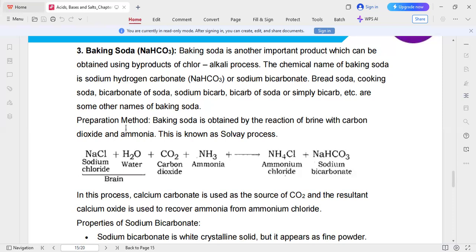See here, preparation method. Baking soda is obtained by reaction of a brine with carbon dioxide and ammonia. You see NaCl, sodium chloride plus H2O, this is called brine. Brine plus CO2 plus NH3. What is the product you see, children? NH4Cl, that is ammonium chloride, plus NaHCO3, sodium bicarbonate. Yes or no?